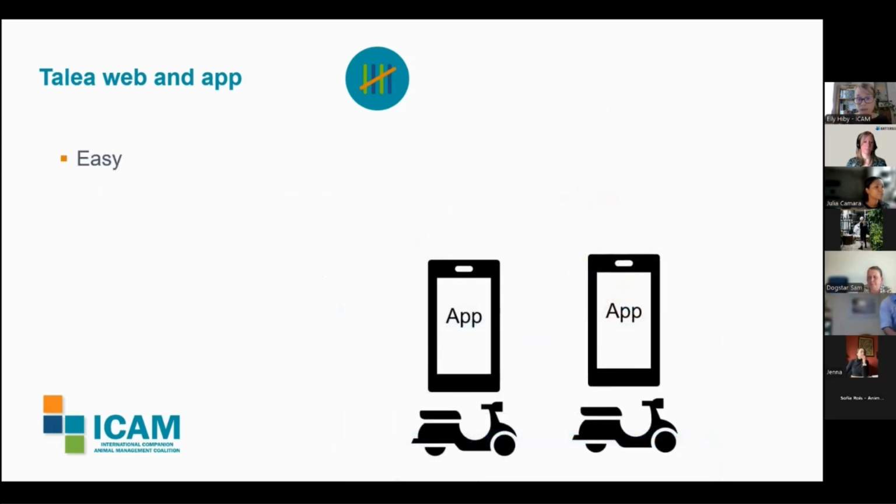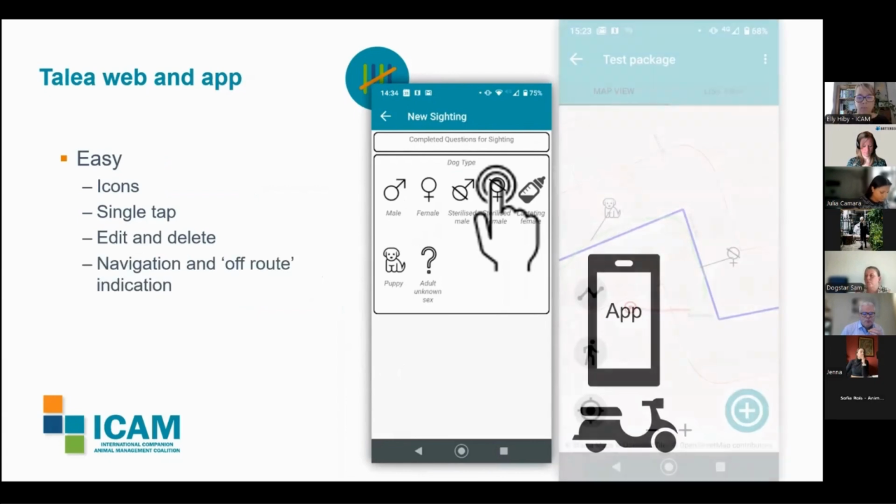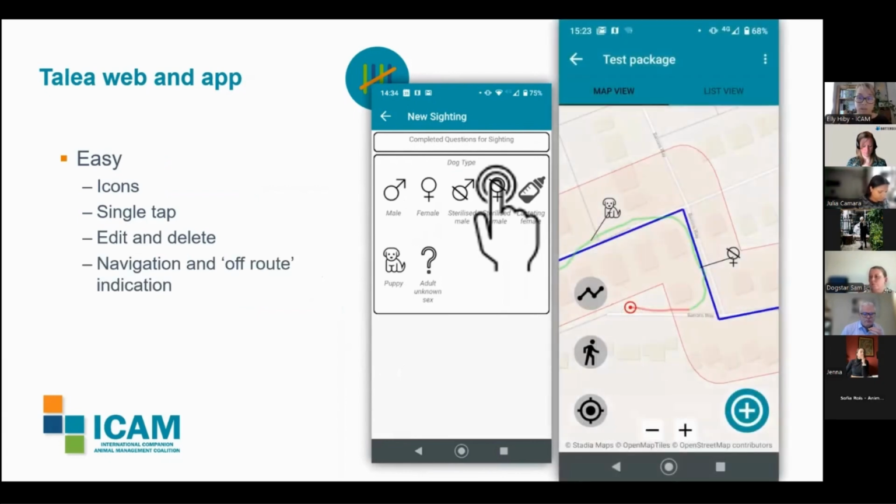When it came to the app, our primary goal was to make it easy to use. So once you add an animal sighting, you answer questions about that animal, and the answers are represented with icons, not just text, and you select with a single tap, no drop downs. You can edit or delete any sighting, and the app provides you with navigation around the sandbox, showing you where you have been with a green track, which turns red if you stray too far from the sandbox. It also shows you the location of all the animals you've recorded.